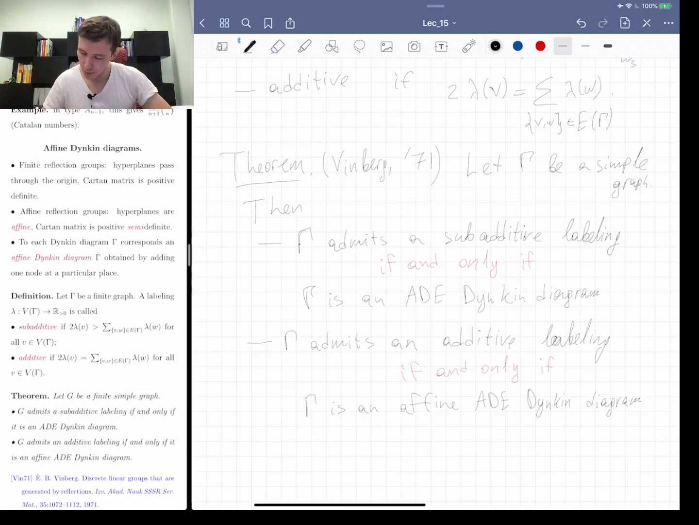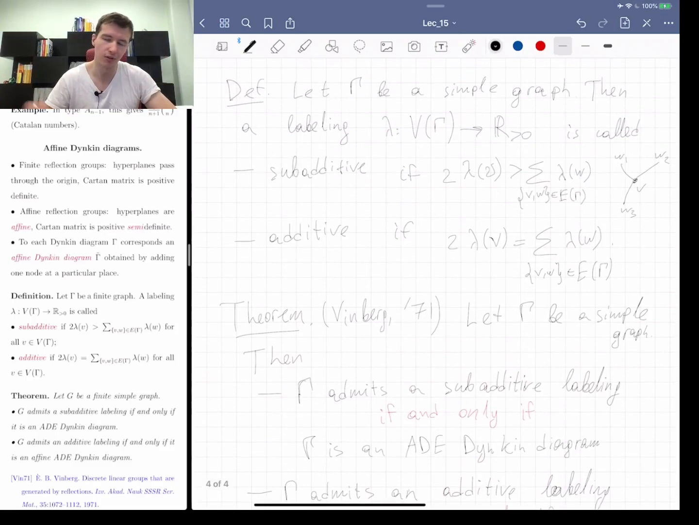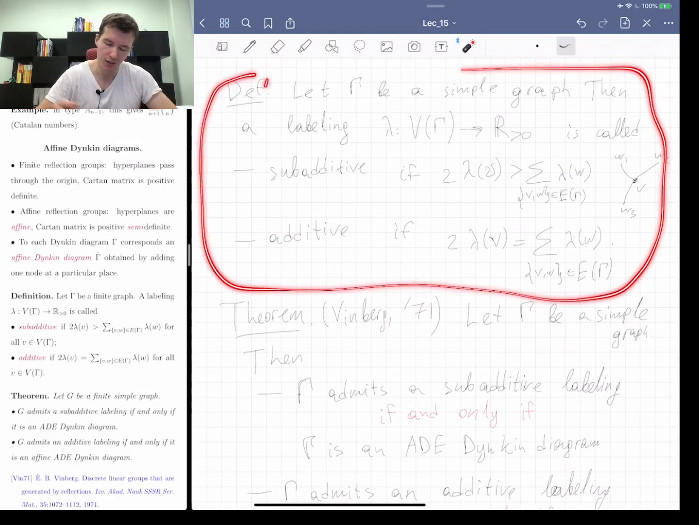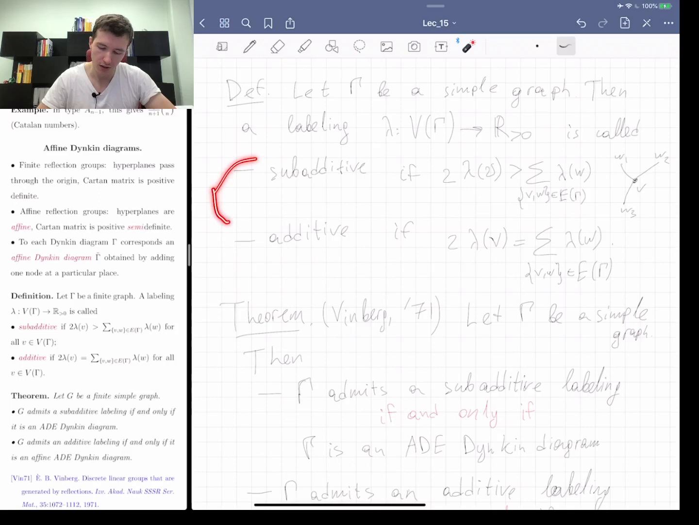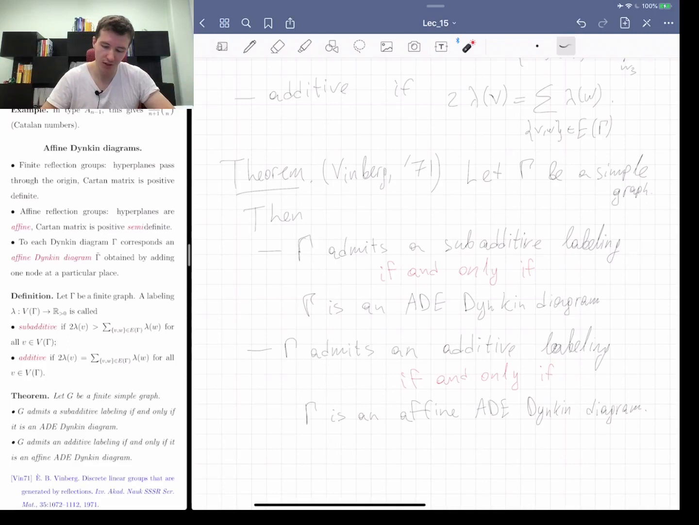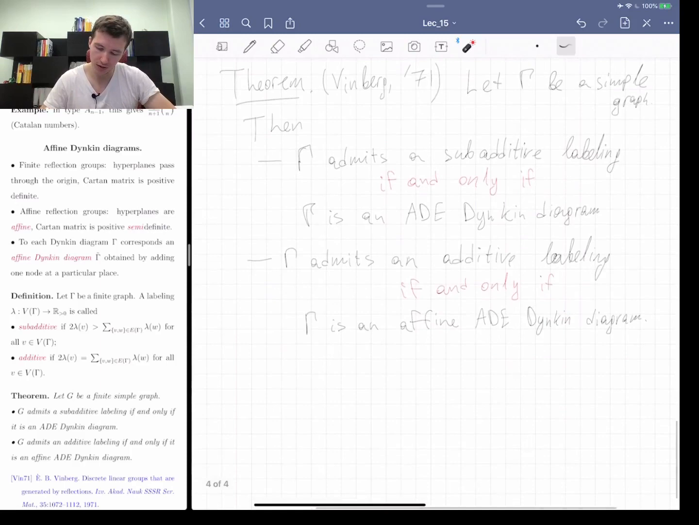So remember I mentioned that these Dynkin diagrams just show up in many places unexpectedly. And I think this is the simplest characterization. You can find your favorite high school student and ask them to define these labelings and then find all simple graphs that have one of these labelings. If it's a bright high school student, they should be able after a while, without knowing anything about Dynkin diagrams, to give you the list, which consists exactly of ADE Dynkin diagrams and affine ADE Dynkin diagrams. So let me finish by showing you a bunch of examples.